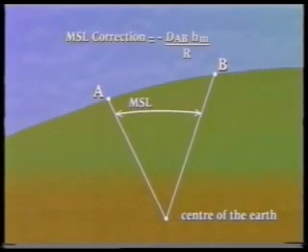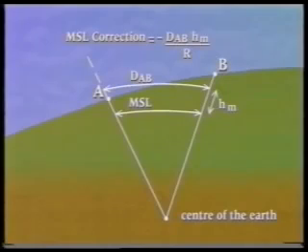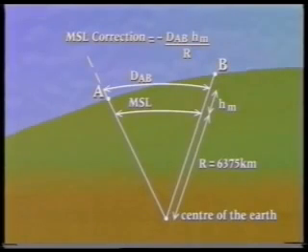This mean sea level correction is given by DAB times HM divided by R, where DAB is the horizontal length between A and B, HM is the mean height of the ground at A and B above mean sea level, and R is the radius of the Earth, which is normally taken as 6,375 kilometers. The correction is negative unless a line is below mean sea level.